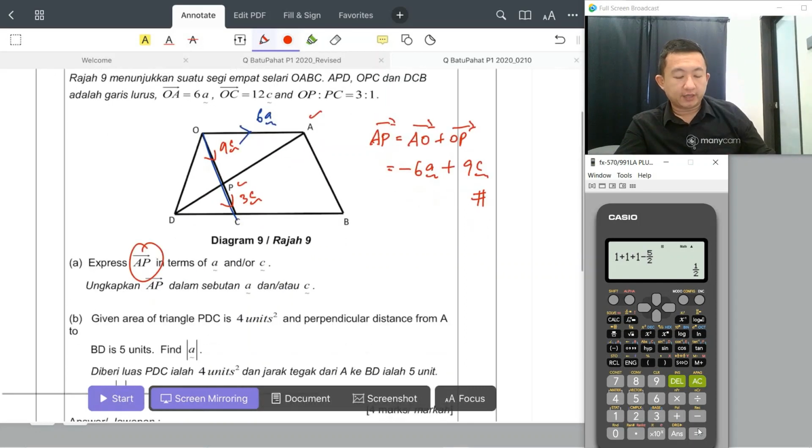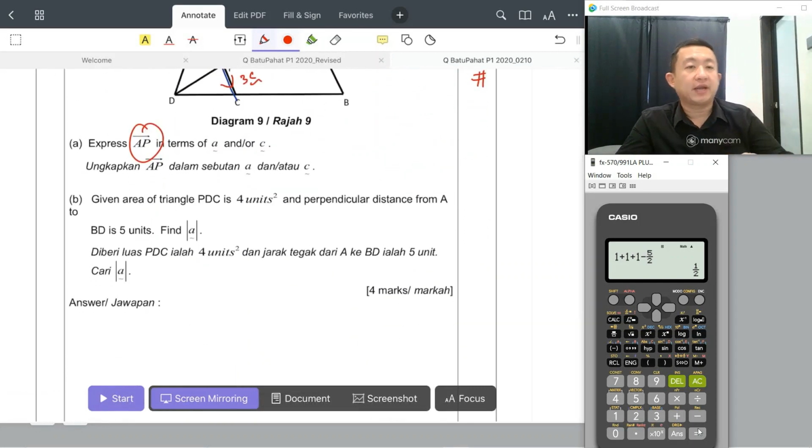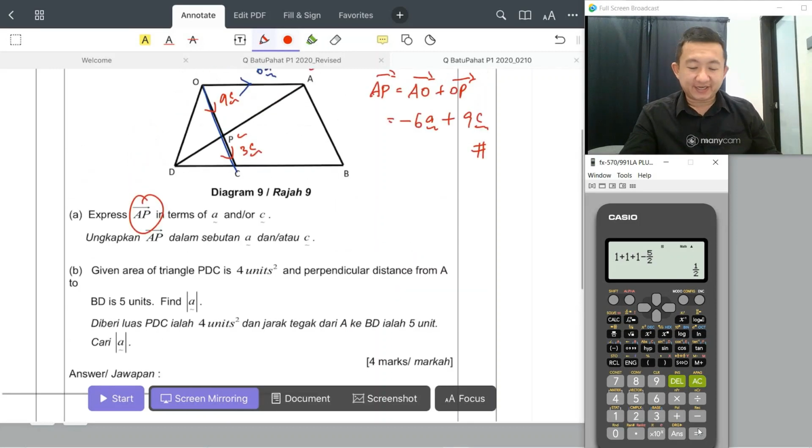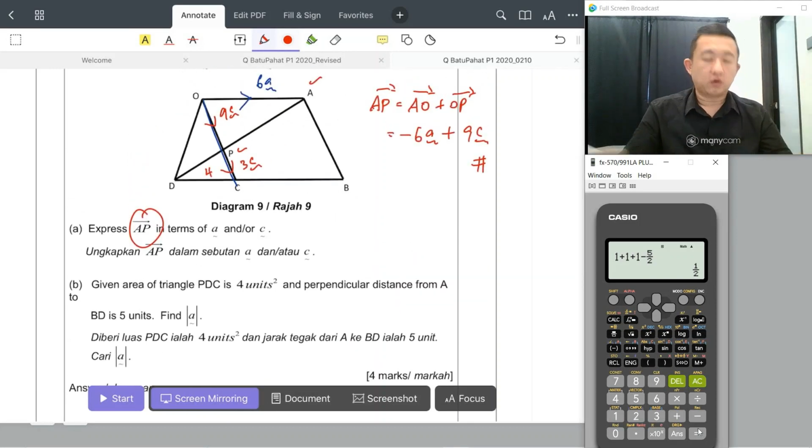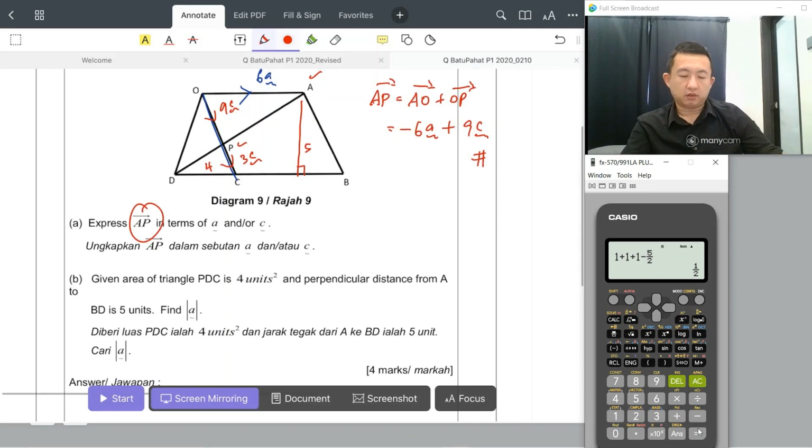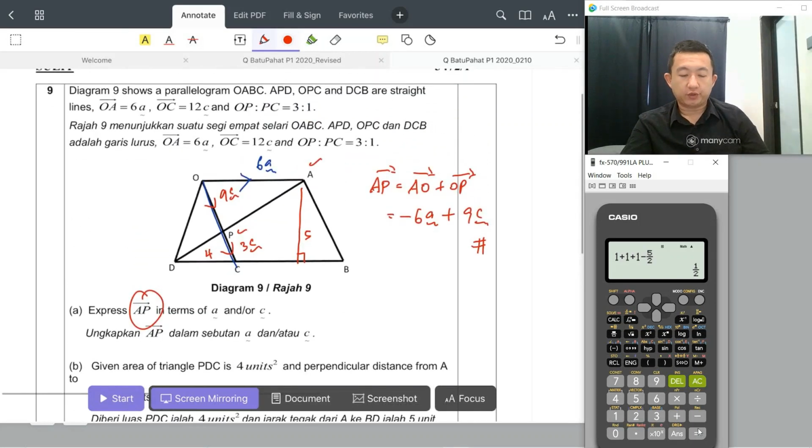Okay, now we look at the second part. Given the area of triangle PDC is 4 units, and the perpendicular distance from A to BD is 5 units, find the magnitude of a. Okay, before that, I zoom in for you.